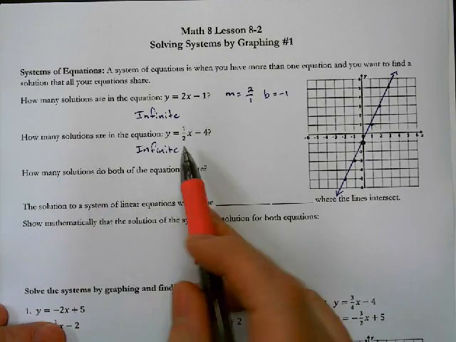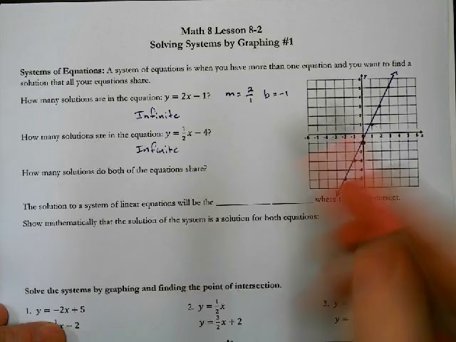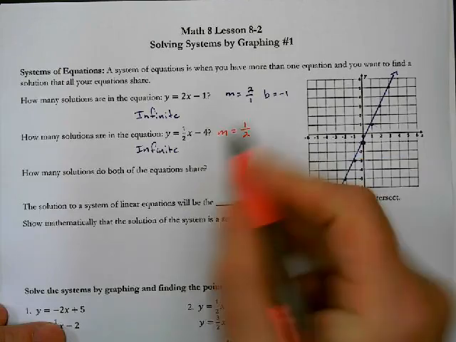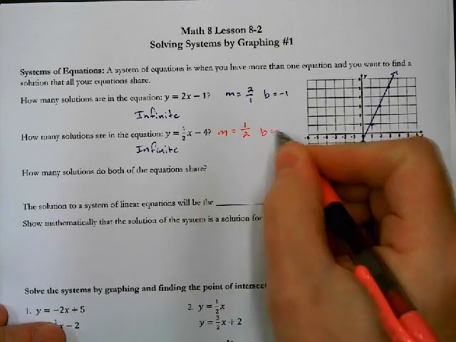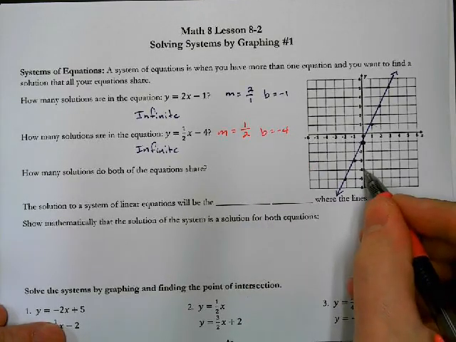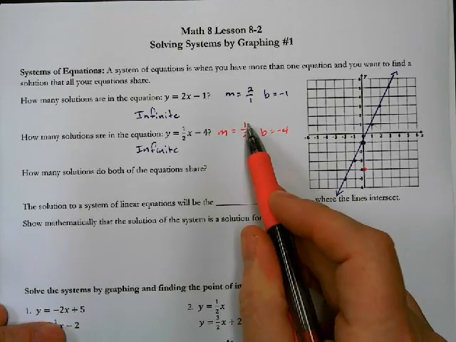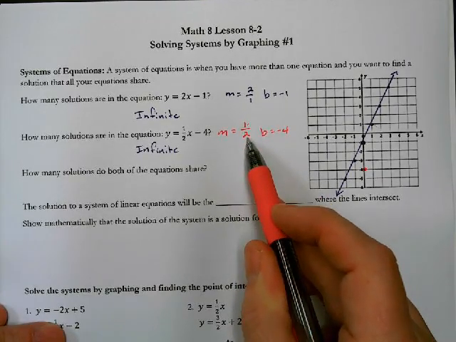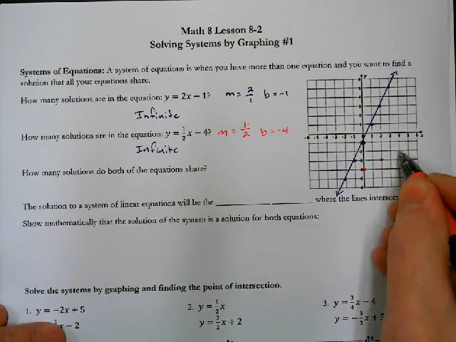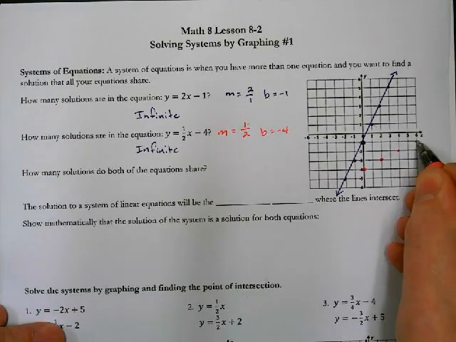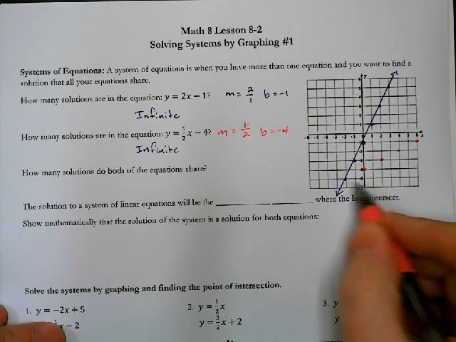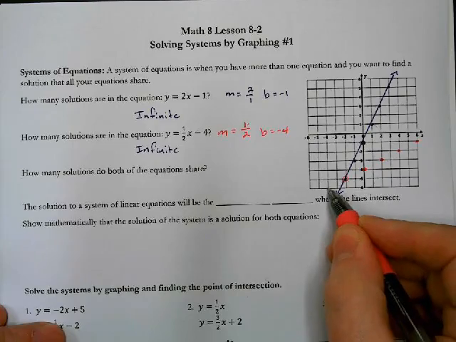Let's do the other one. y equals 1/2 x minus 4. The slope is 1 over 2. The y-intercept is negative 4. So we start with our y-intercept. We go down 4. And this says go up 1 and right 2. So up 1, right 2, up 1, right 2, up 1, right 2. I can also go backwards. I can go down 1 and left 2. Down 1, left 2. Down 1, left 2.